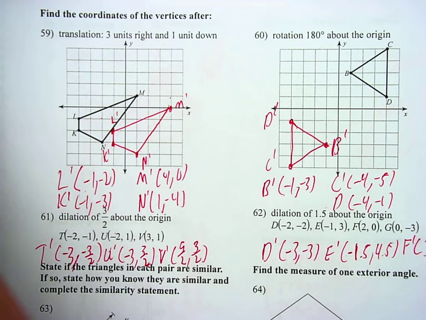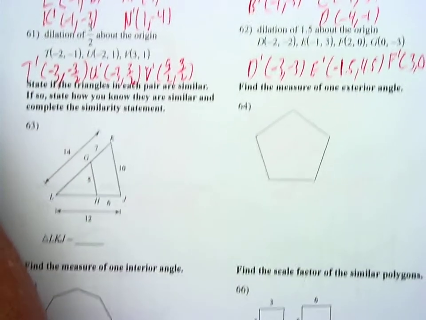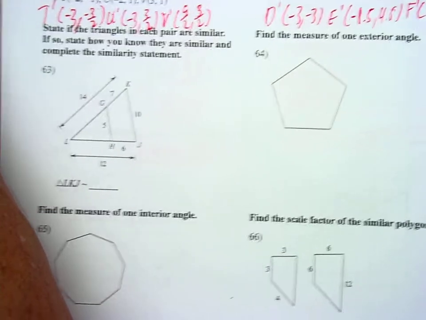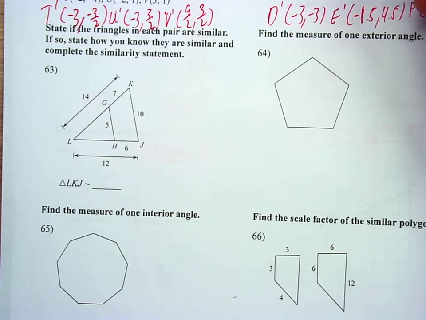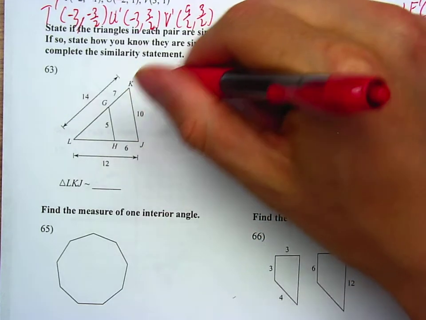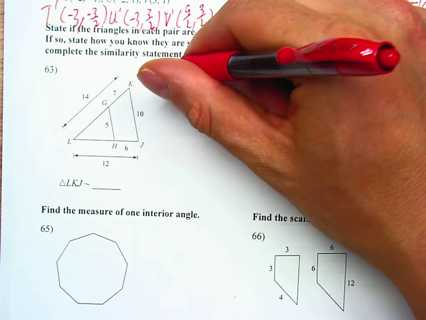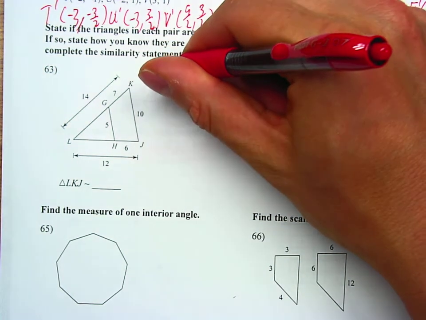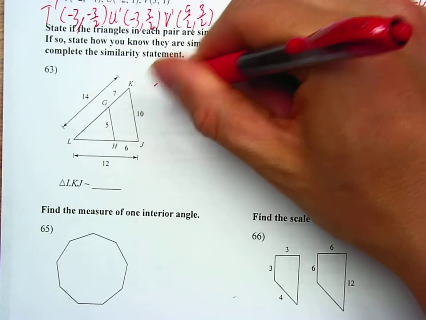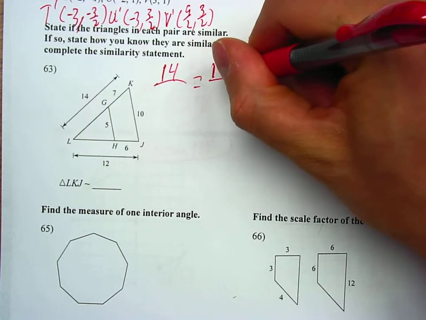All right, next item. State if the triangles are similar. Then write the similarity statement. So to verify if a triangle is similar, it should have a similar side ratio. So my big triangle is 14 and 12. The size of my big triangle. So what I'm asking here is 14 and 12. Is that the same ratio?